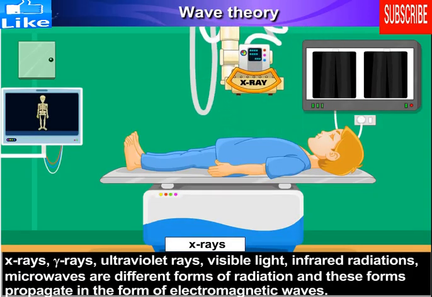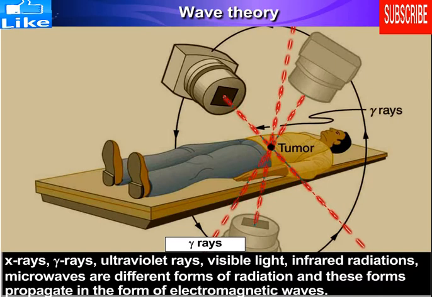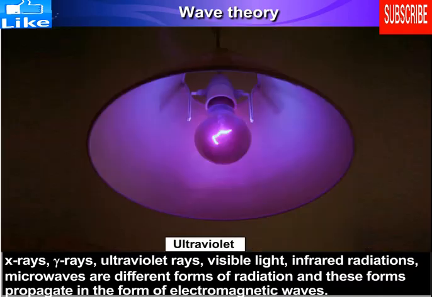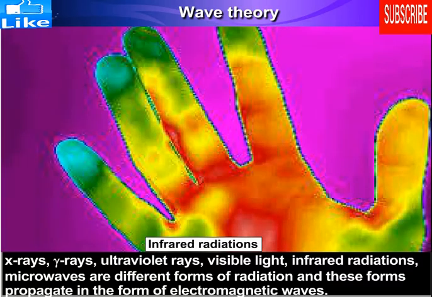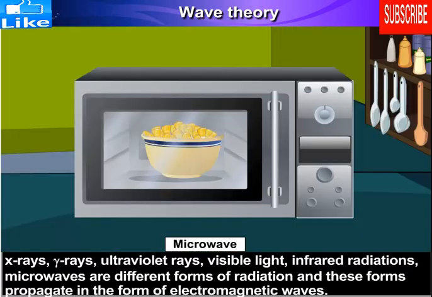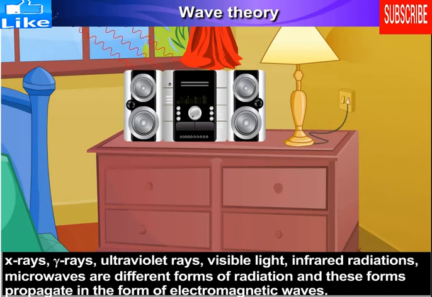X-rays, gamma rays, ultraviolet rays, visible light, infrared radiations, microwaves are different forms of radiation, and these forms propagate in the form of electromagnetic waves.